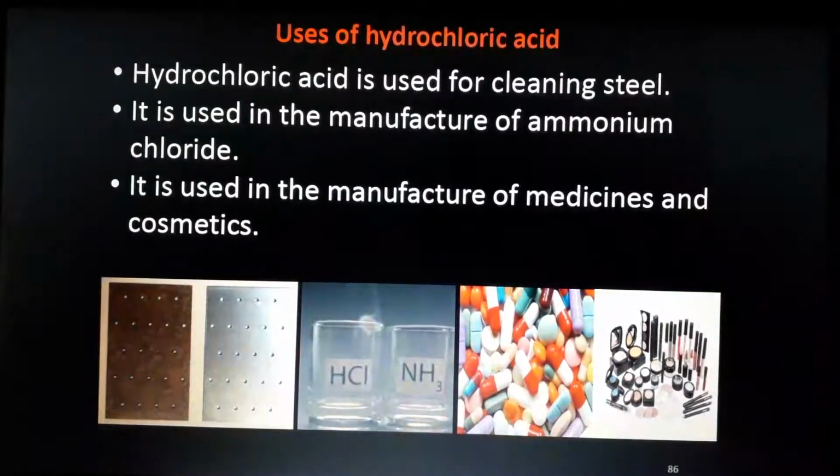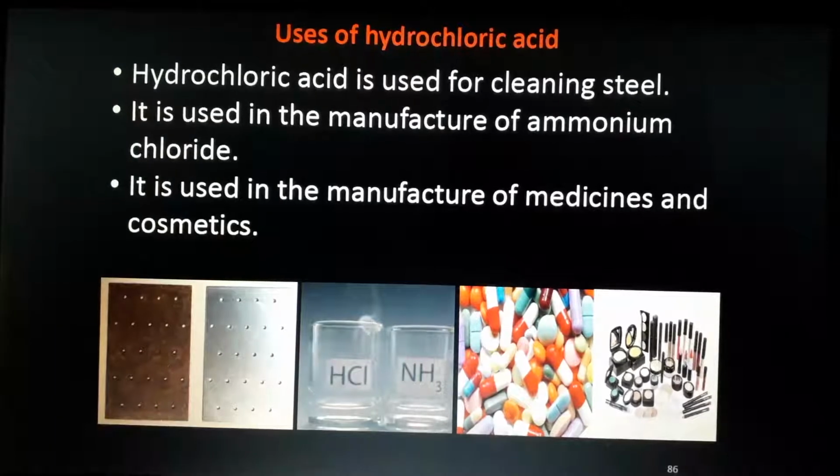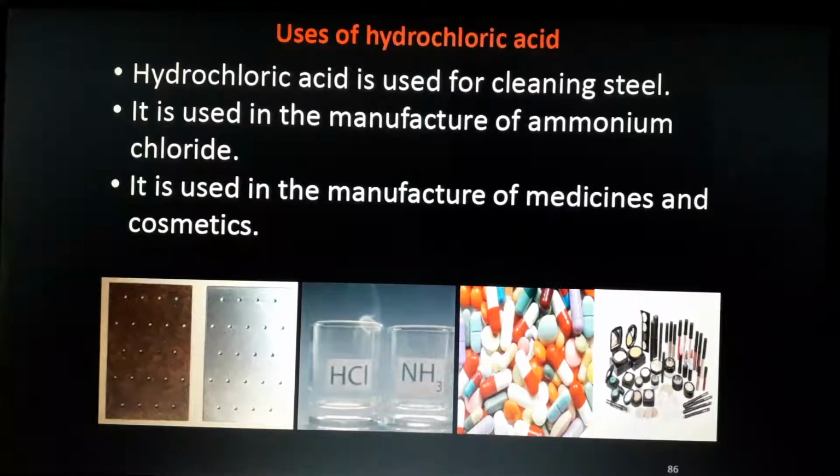See, for what purpose are we using this hydrochloric acid? Hydrochloric acid is used for cleaning steel. You know, it is a highly reactive acid, so it will remove the oxides or rust from the surface of the steel. It is used in the manufacture of ammonium chloride, NH4Cl. Ammonium chloride also has a lot of uses in industries.